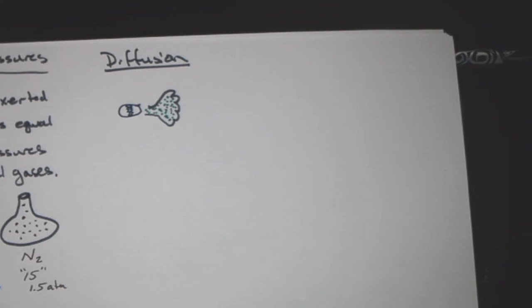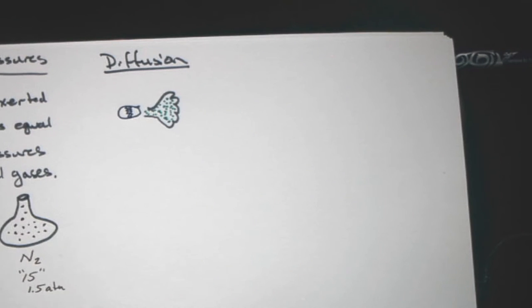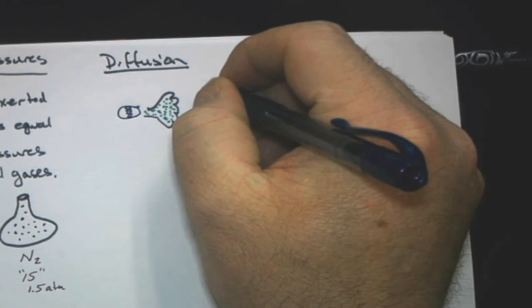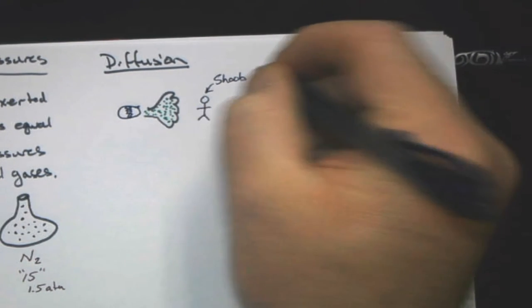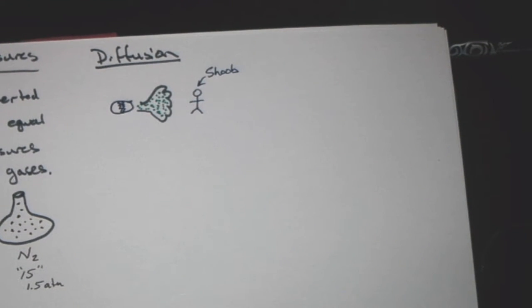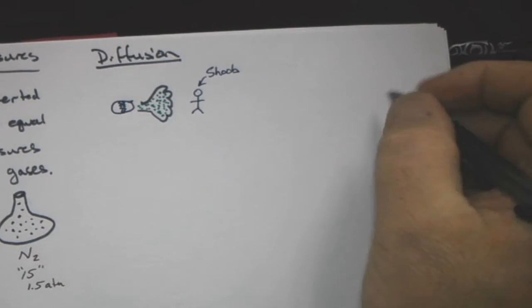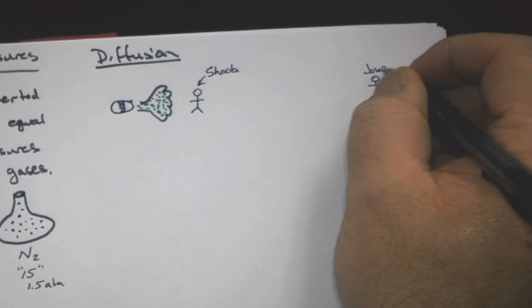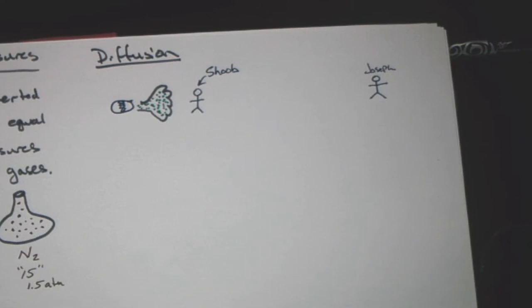Now, why is it that when Shubin here is right next to the egg, he smells it first, but Joseph, who's on the other side of the yard, doesn't smell it yet? Why? Because the scent hasn't traveled yet.